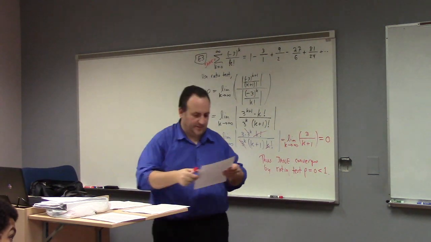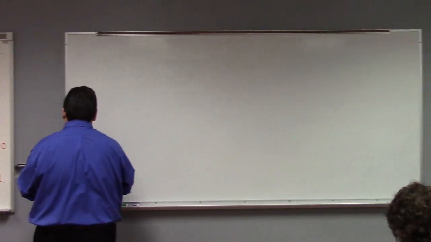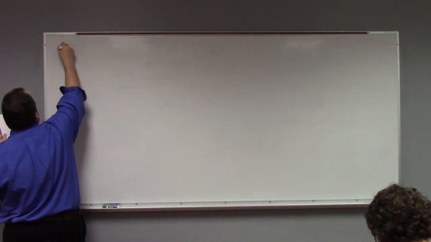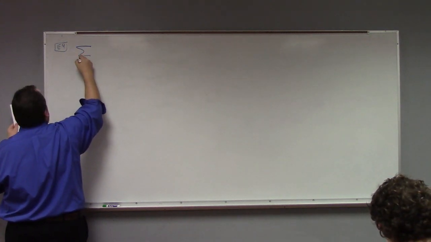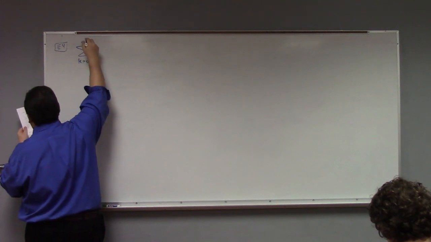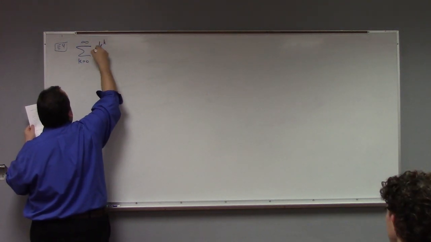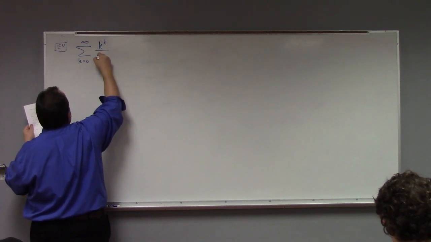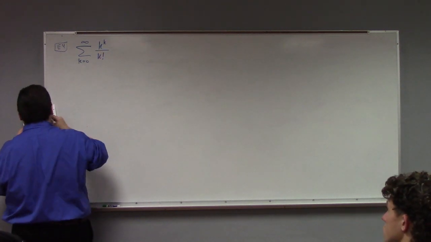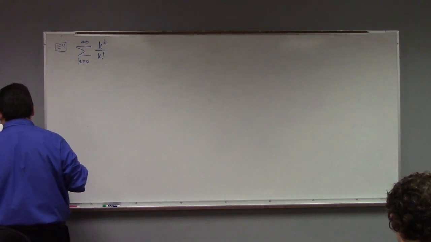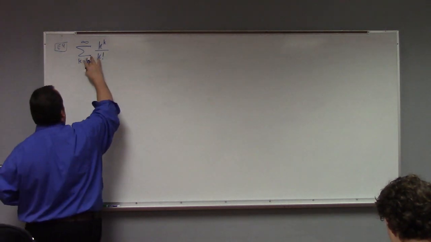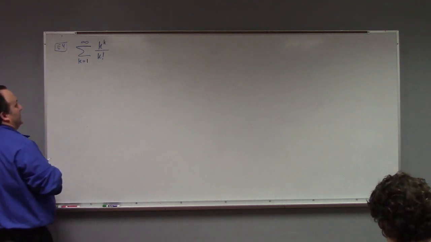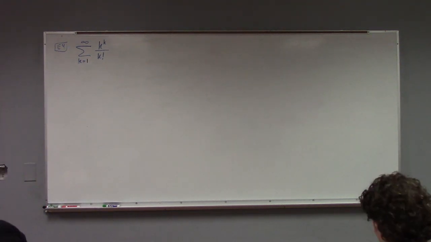Another example. Example 4. Suppose we're up against the sum k equals 0 to infinity of k to the k over k factorial. All right. Now, I don't want to talk about 0 to the 0. Let's just go 1 to infinity, just to avoid a discussion there.